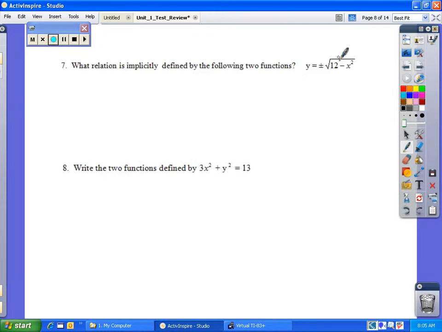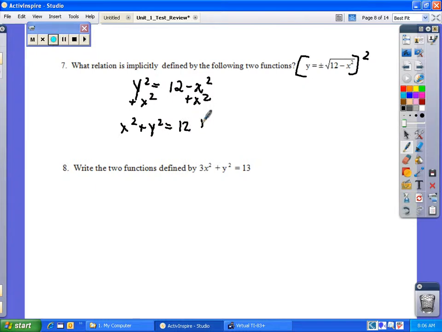Okay, so now I am going to write what relation is implicitly defined by the following two functions. If I have these two functions, what function do I actually get? For this, I just basically work backwards. If I square both sides, I will get y squared equals 12 minus x squared. Then if I add x squared to both sides, I will end up with x squared plus y squared equals 12. So that's basically all you have to do.